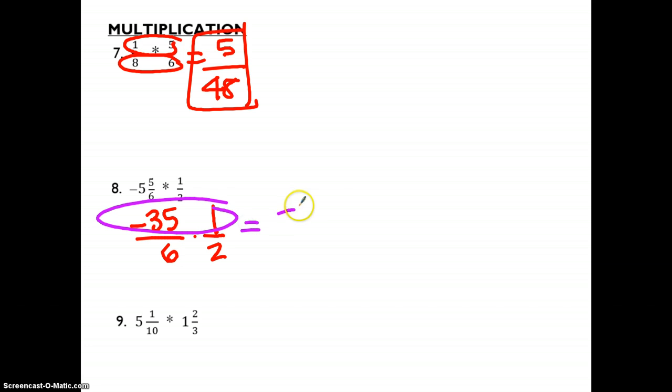Okay, in this case, I need to change my mixed number into an improper fraction. So 6 times 5 is 30 plus 5, but it's a negative, 35 over 6 times 1/2. And then once again, multiply across. So you get negative 35 over 12, which if I write it as a mixed number, it's negative 2 and 11 over 12.